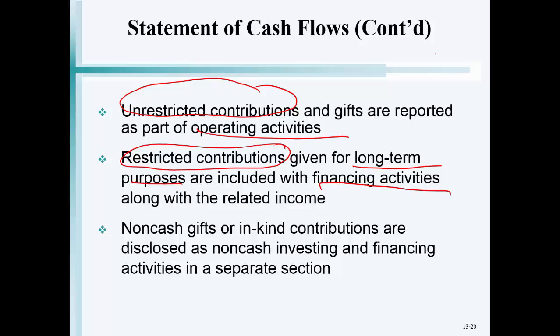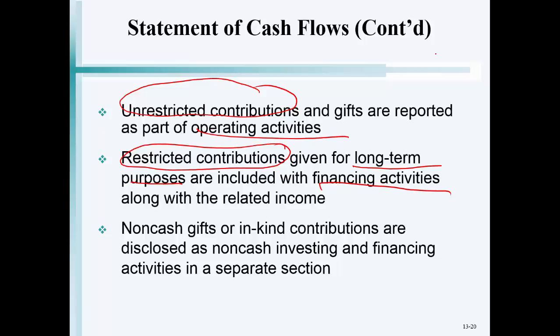The difference with a not-for-profit is, unlike a company that maybe would have to save the money over time to purchase a piece of equipment, we may get that financing from a donor who has restricted it for that long-term purpose. It shows in the financing section. Then when we spend that money on the equipment, we show it being spent out of the investing section, just like in commercial. So the money comes in as financing and goes out as investing, right? With me so far?